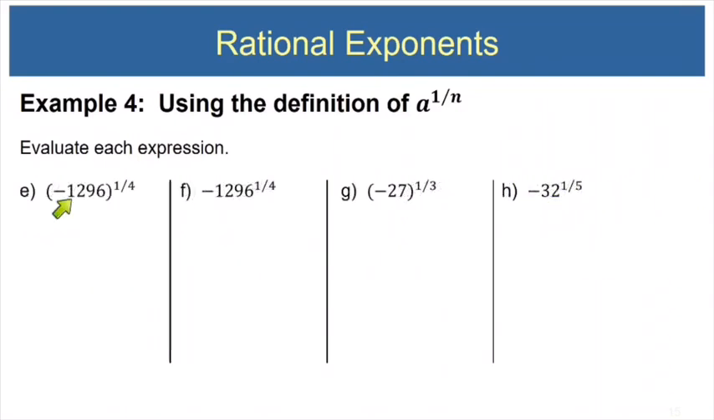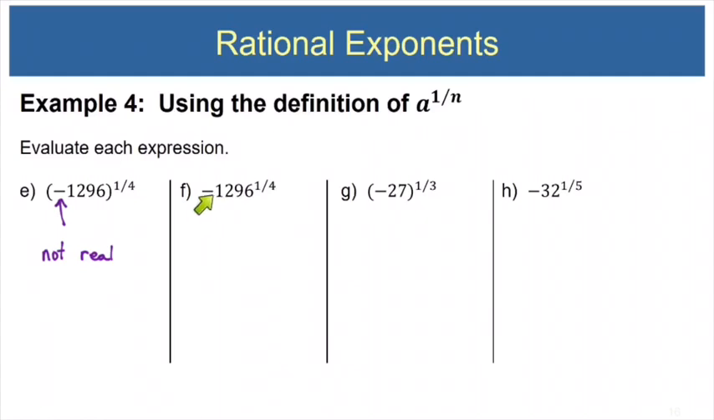Here are a few more to practice on. Same example. So we're just evaluating each expression. Negative 1296 in parentheses, all to the 1/4 power. See, we're looking for a number whose fourth power is negative 1296, but that's not possible with real numbers, so we're just going to say that's not real.